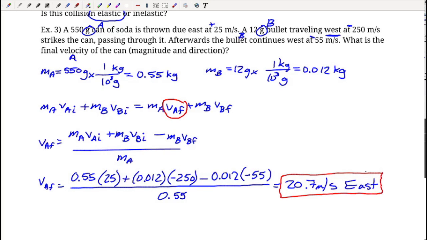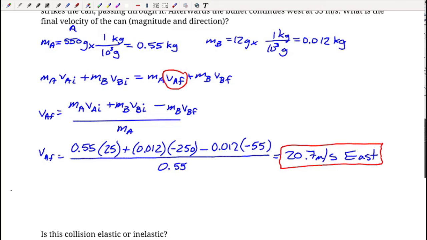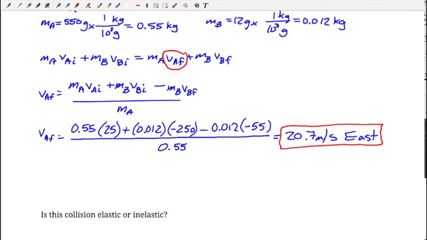Elastic or inelastic? Well, the velocity of the bullet is not the same as the velocity of the can, so the bullet did not stick in the can, so we are looking at an elastic collision. All right, that's it for the examples. Now it's your turn.